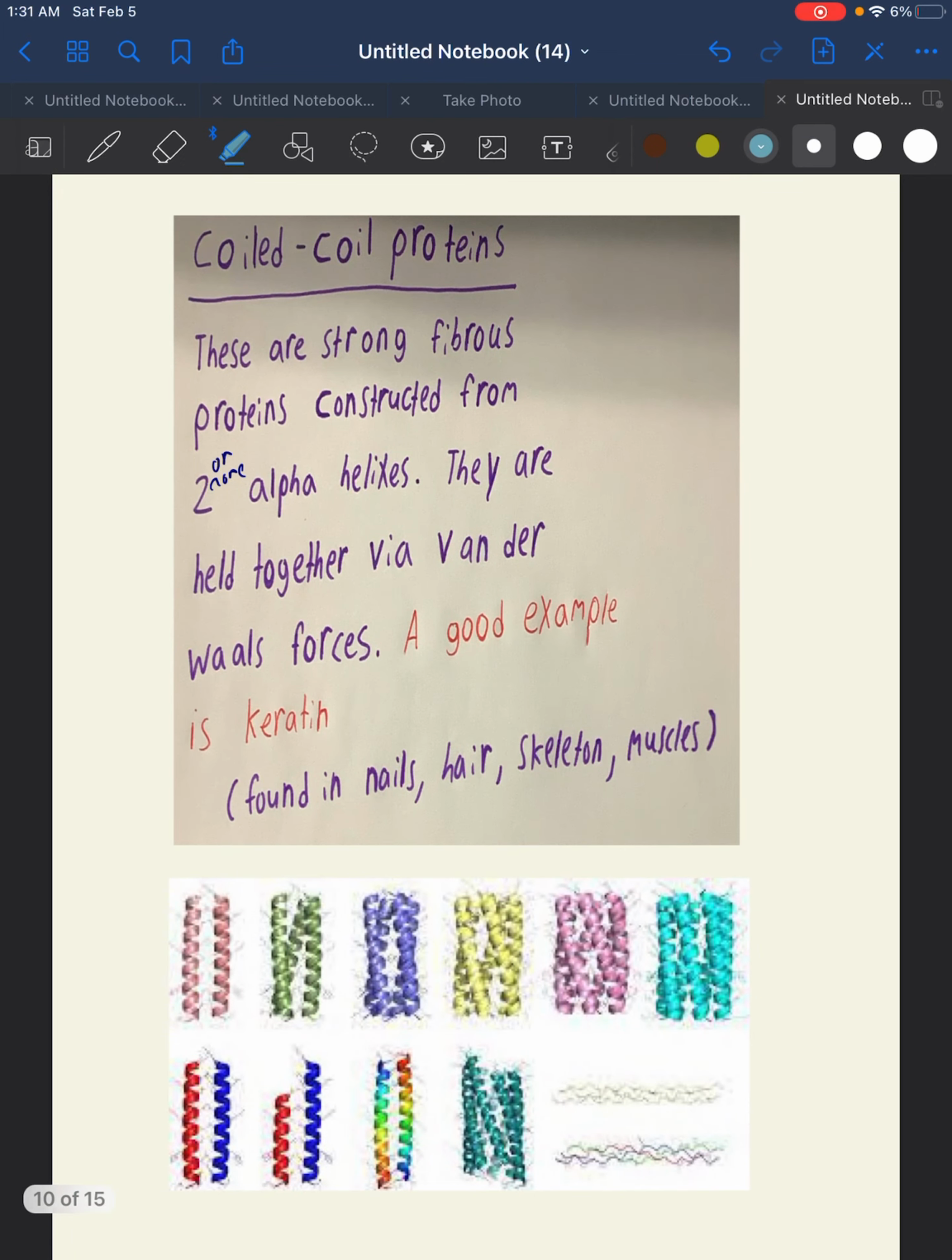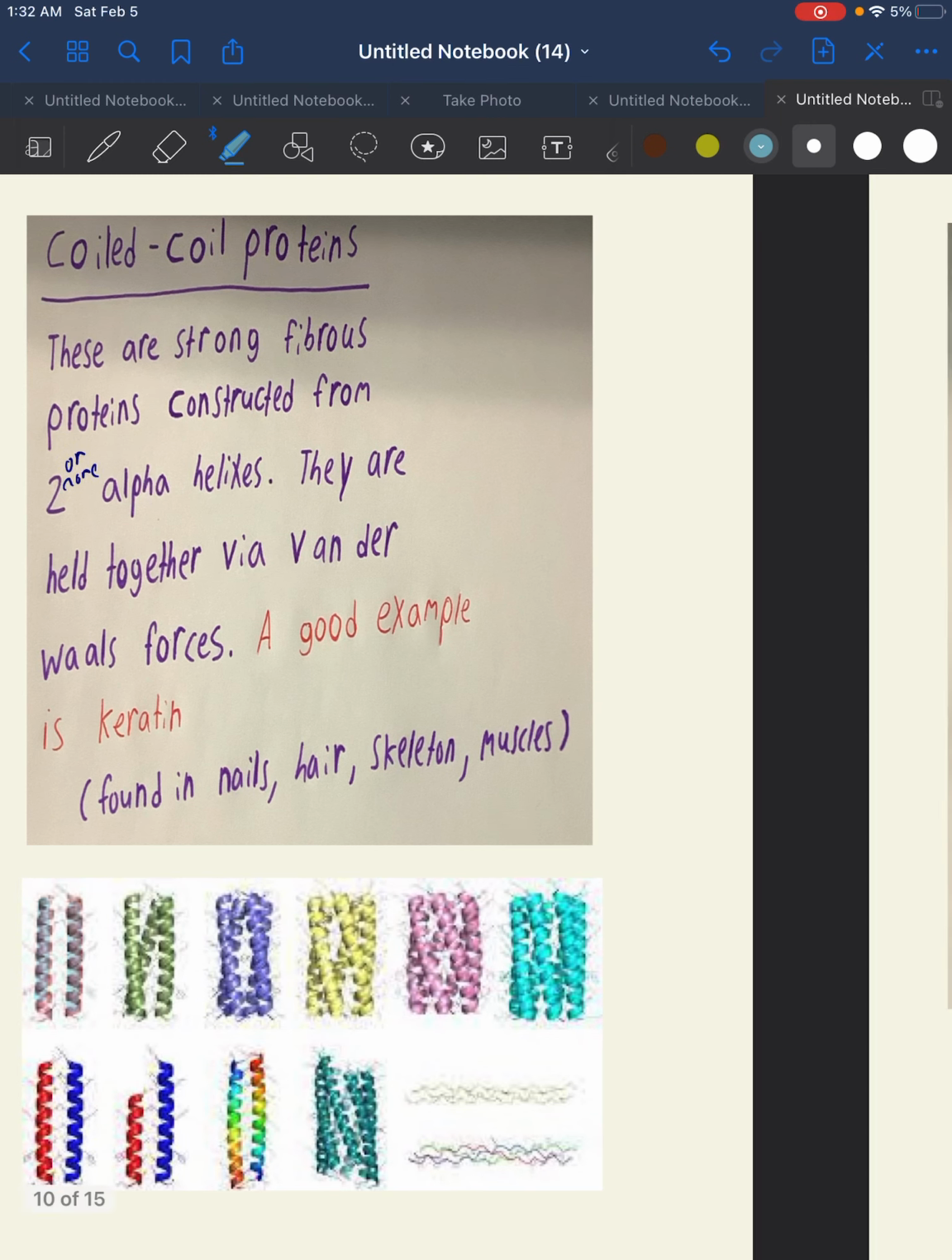So, coiled proteins. These are strong fibrous proteins constructed from 2 or more alpha helixes. As you can see here, 2 alpha helixes interact with one another via van der Waals forces. If you remember what van der Waals forces are, those are basically induced dipole moments. The closer those neutral atoms come to one another, they'll begin to induce a charge on the opposite molecule. And that can occur via asymmetrical electrical charges on the 2 atoms. Coiled proteins are usually found in keratin. Keratin is usually found in your hair, nails, skin, skeleton, stuff like that. But yeah, coiled proteins: 2 or more alpha helixes attached via van der Waals forces.